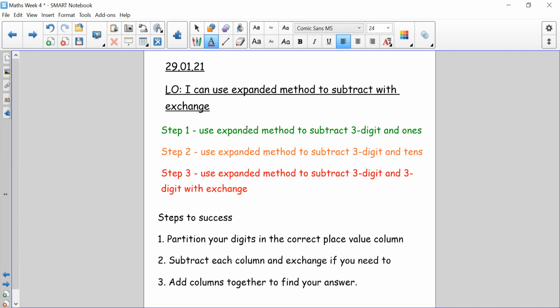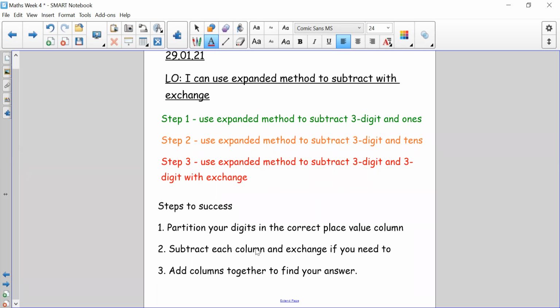So for step 1 today, we are going to use expanded method to subtract 3 digits and ones. For step 2, we're going to use 3 digits subtracting multiples of 10. So that again is 10s, 20s, 30s, and 40. For step 3, we're going to use expanded method to subtract 3 digits and 3 digits, but we are going to exchange as well. Now we might need to exchange ones, we might need to exchange tens. So we are going to have to work through our steps very carefully and strategically to make sure that we don't make any mistakes.